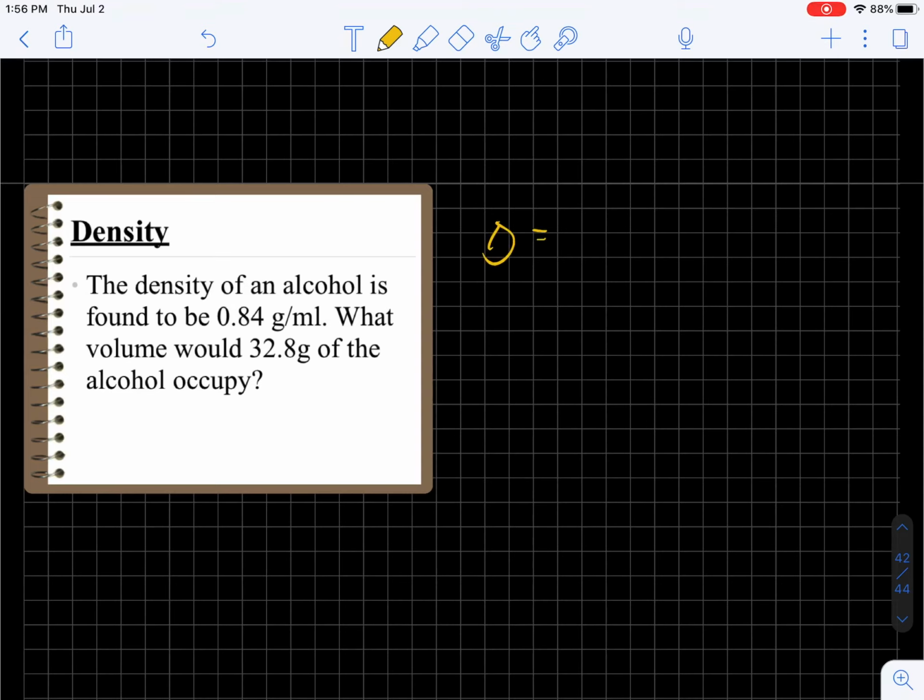All right. We can do a formula-based approach. So we can say, all right, density is mass divided by volume.